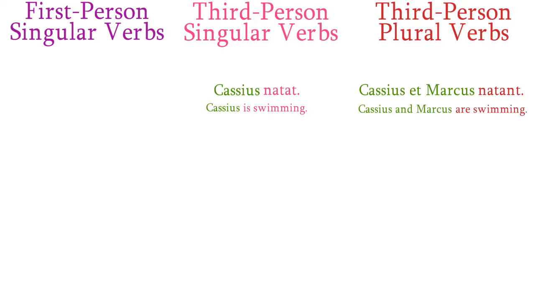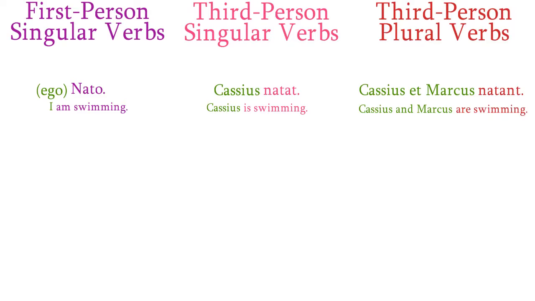For example, the sentence nato means I am swimming. Notice that this first-person singular verb ends with the letter O. Note also that in Latin, the word for I, ego, is not needed because the verb form itself makes clear that the person speaking is swimming.